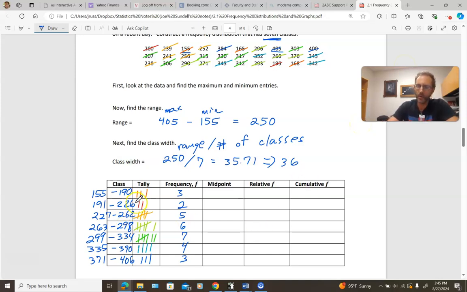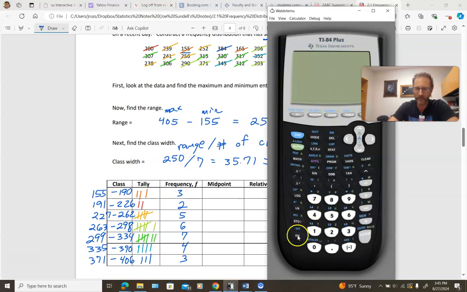All right, now for the midpoint. What we do is we add the lower and upper limits together and divide by 2 to find that midpoint. And once you find the first midpoint, guys, you can find the rest of the midpoints by just adding the class width. So 36 in this case. So 155 plus 190. Now divide that by 2. And that gives me 172.5.